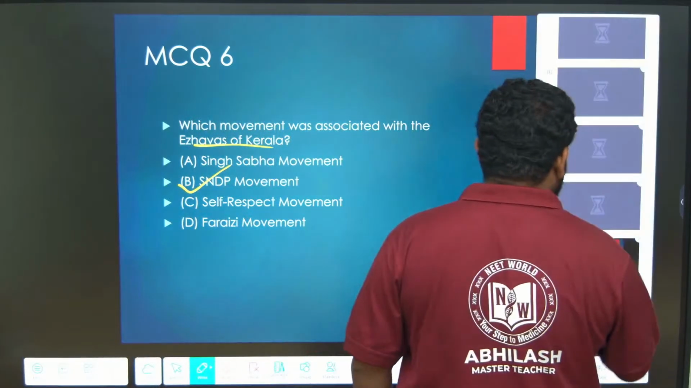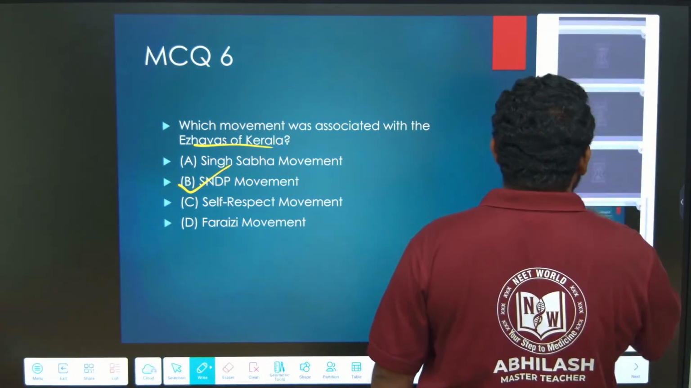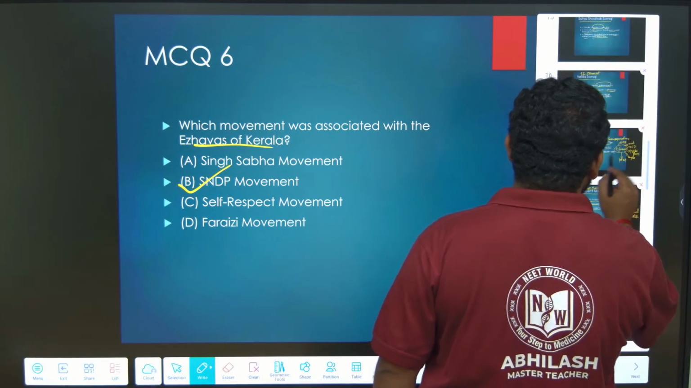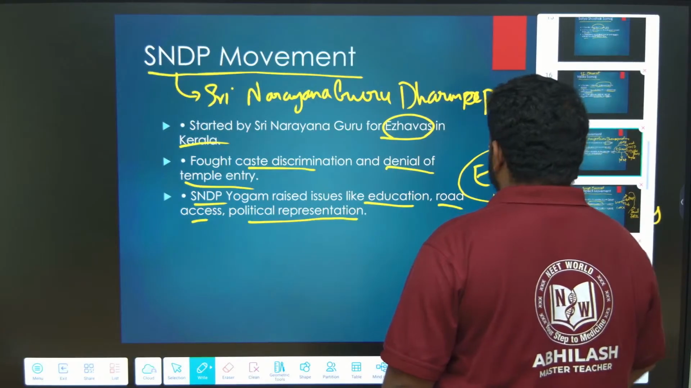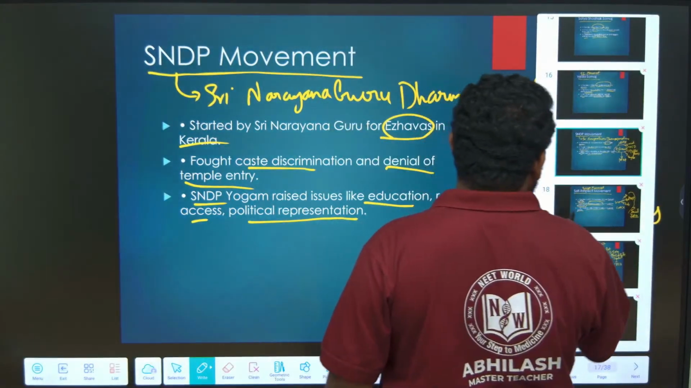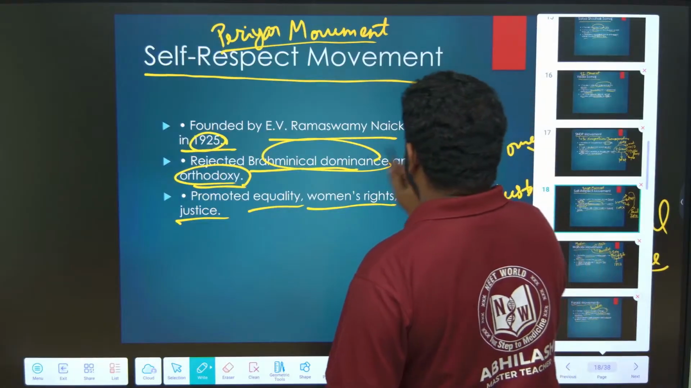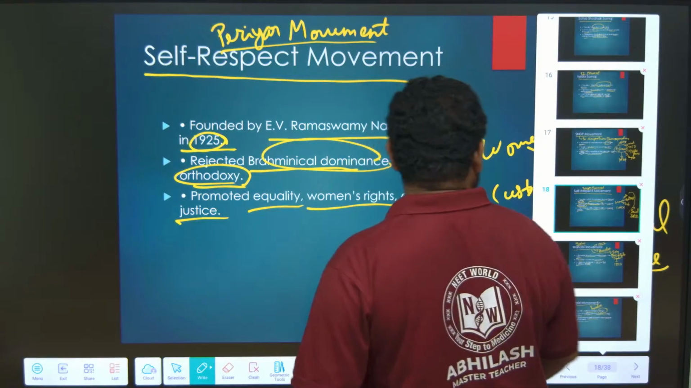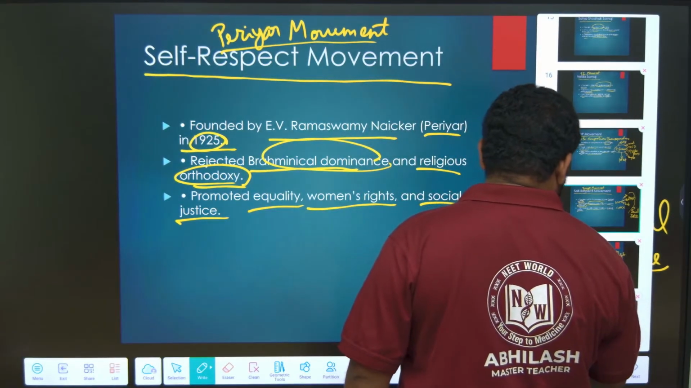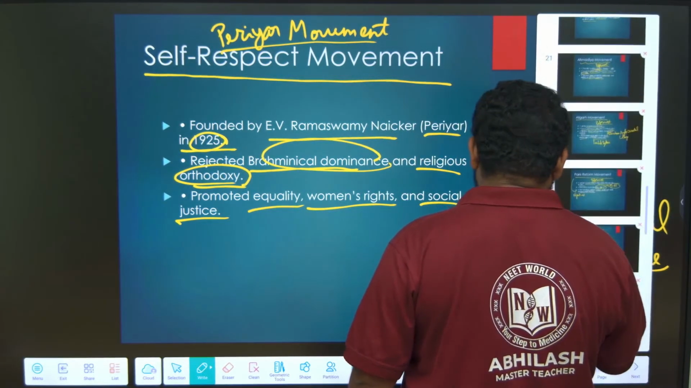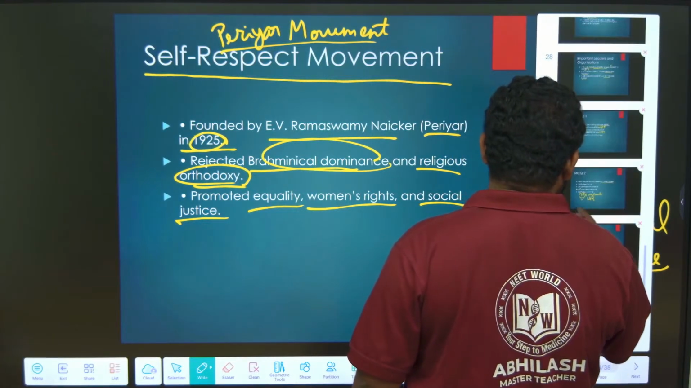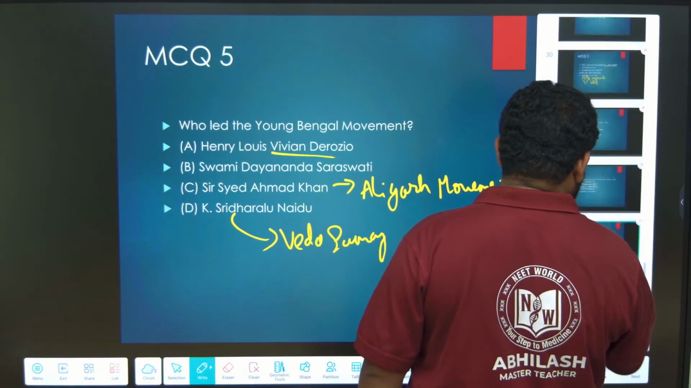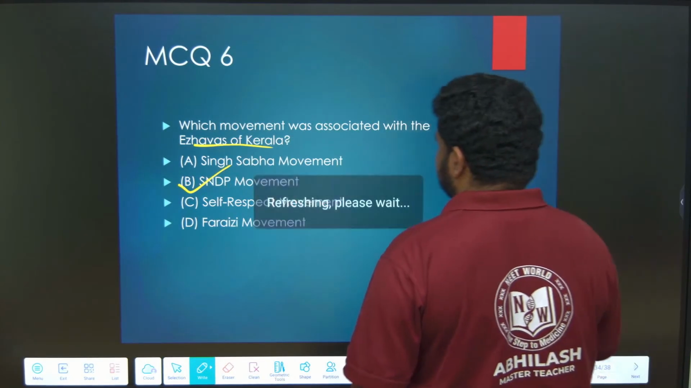Okay, let us have a look. See, Ezavas of Kerala, SNDP movement. The self-respect movement was by Ramasamy Naikar, and it rejected Brahmanical dominance. That's it. So the SNDP movement is for Ezavas of Kerala. So the answer is SNDP movement.